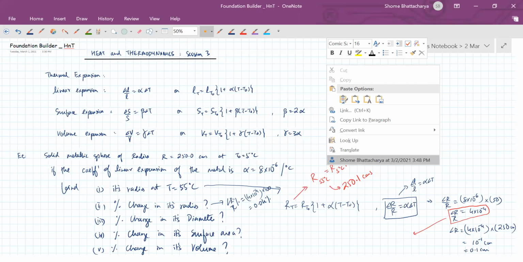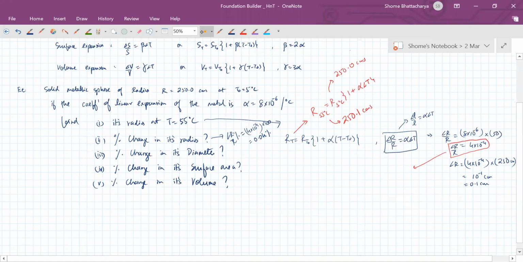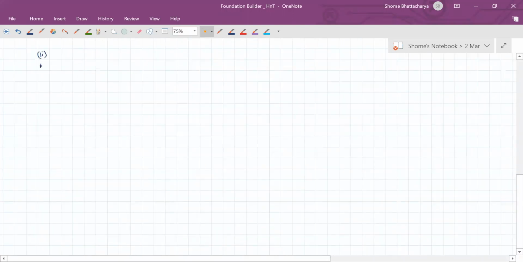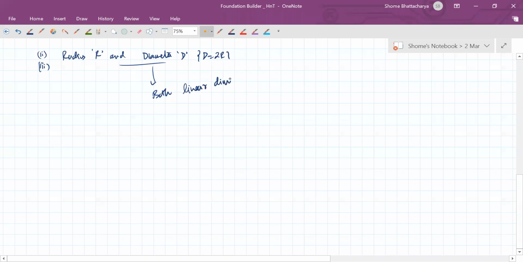Okay, now let's work out the other parts of the question. So we can understand that radius R and diameter, let's say D, so D is equal to twice R. These are both linear dimensions. That is, the dimension of radius is also length. The dimension of diameter is also length.